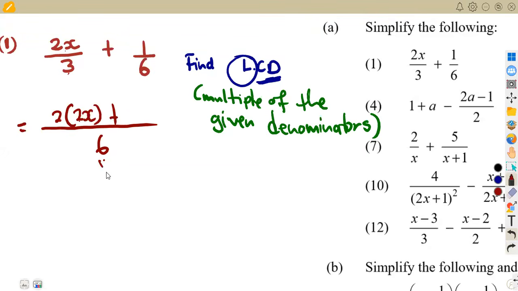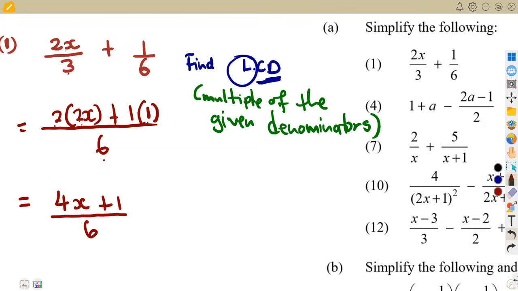Plus the same thing, the LCD divided by the denominator here. So it's 6 divided by 6, which is a 1. The 1 that we get multiplies the numerator. What is our numerator? Our numerator is a 1. So at the end, we are going to have 2 times 2x, which is 4x, plus 1 times 1, which is 1. Everything is over 6, that common denominator, which is the LCD. Everything is affected.